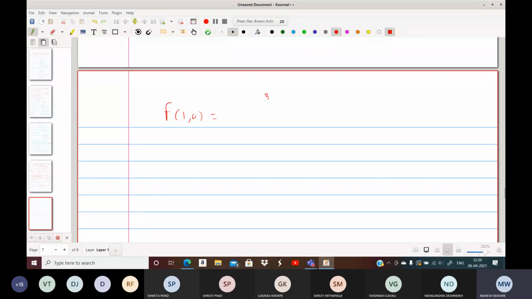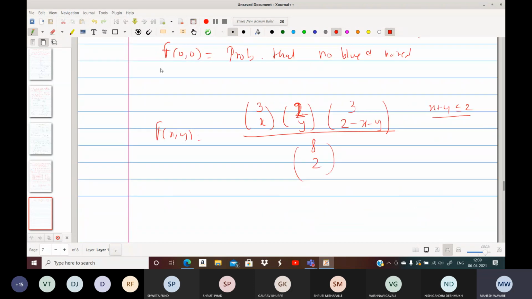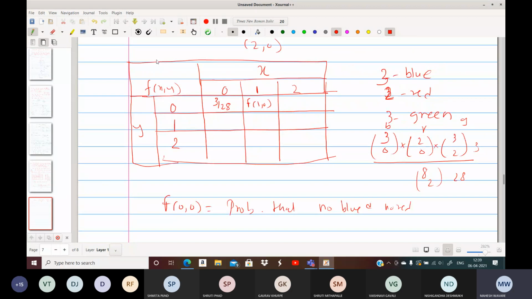The one blue refill is selected from 3. There is no red refill. Definitely the other refill selected has to be green. Upon 28 is 8C2. So 3 choose 1 is 3, 2 choose 0 is 1, and 3 choose 1 is 3. So it is 9 by 28, not 6. So here I should write 9 by 28.